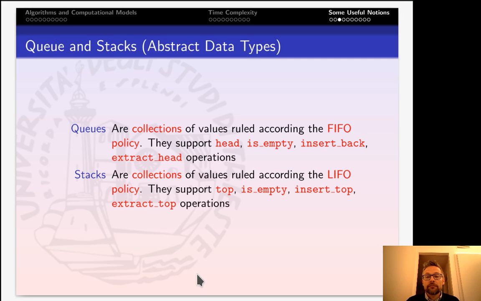Great. So these are all abstract data types. I don't want to tell you how they are implemented. I'm simply telling you how they work from the functional point of view. Okay.